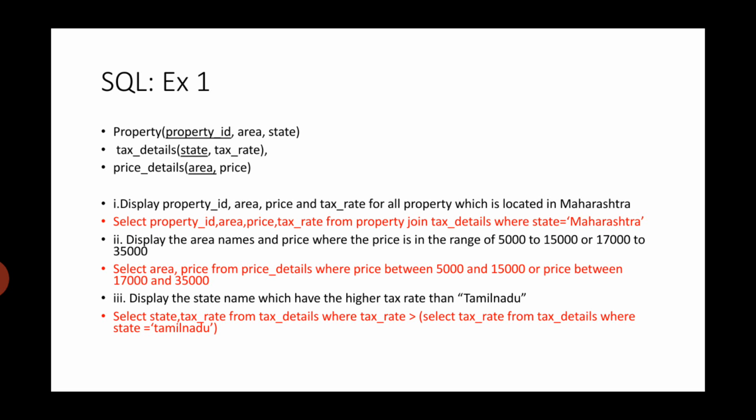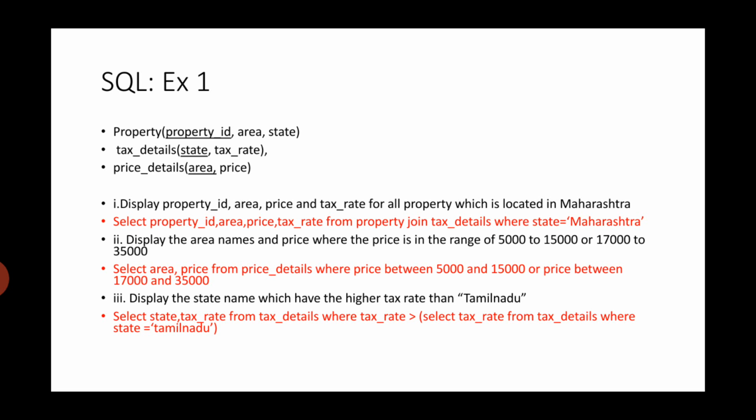So select area, price from price details, where price, whenever you have a range of values, you need to obviously go for the keyword BETWEEN and the AND operator. So where price between 5,000 and 15,000, or you have one more choice, so price between 17,000 and 35,000.